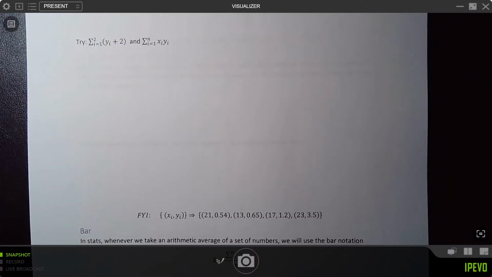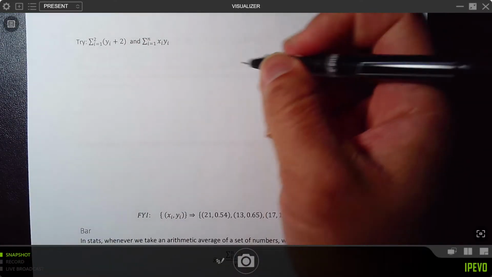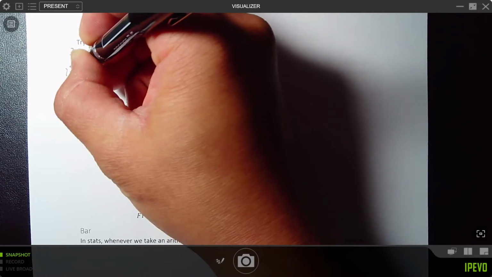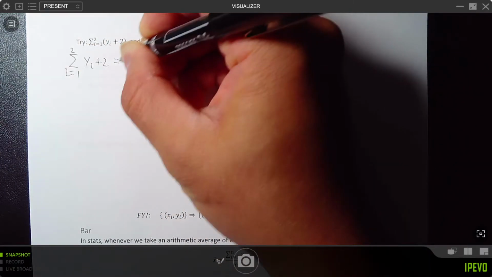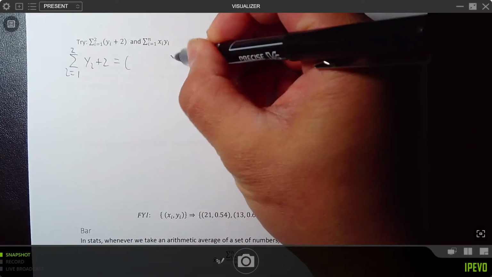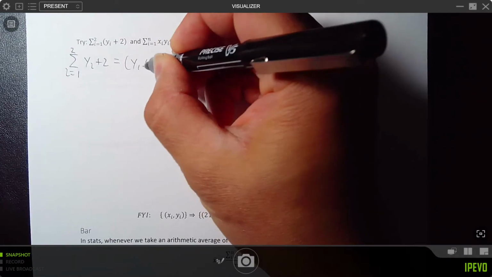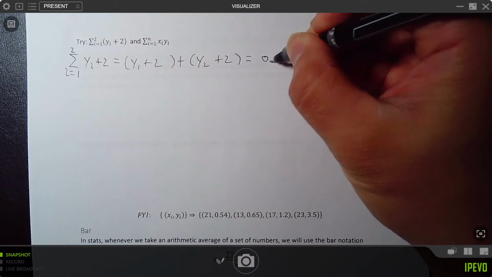Okay, feel free to pause the video and give these two a try. Okay, and then when you're ready, start the video again. All right. So let's write this out. Summation i equals 1 to 2, yi plus 2. So this is just going to be, and look, I have from 1 to 2, I know I'm going to have 2 terms. So you can go ahead and put a parenthesis there. This will be y1 plus 2, y2 plus 2. Okay, which will equal 0.54 plus 2.